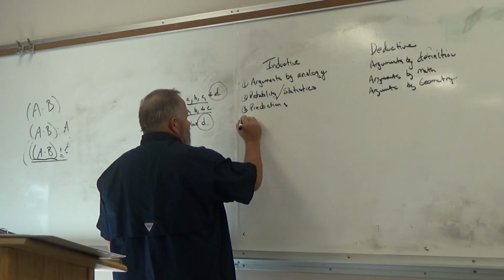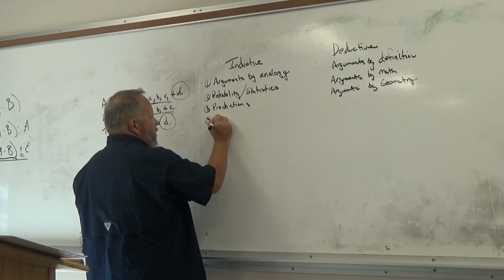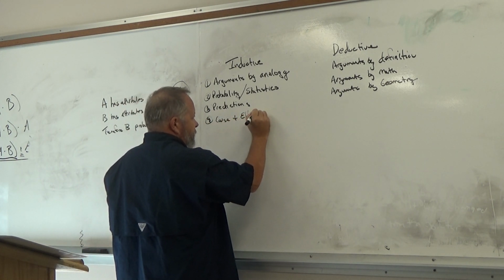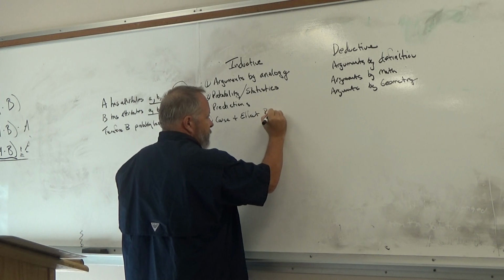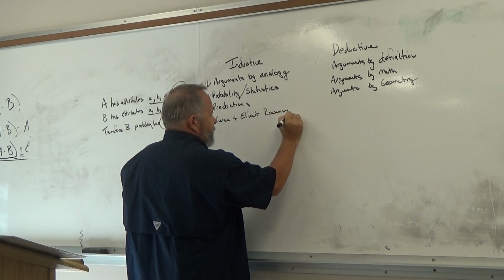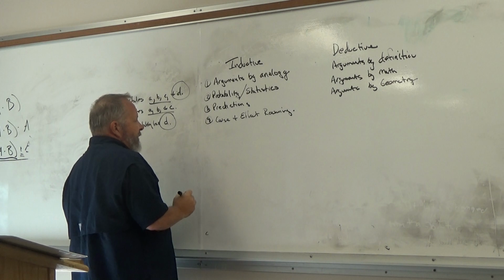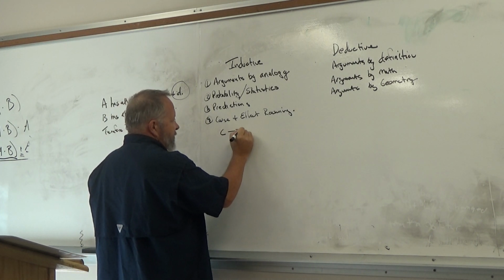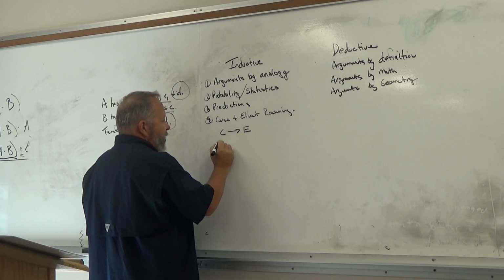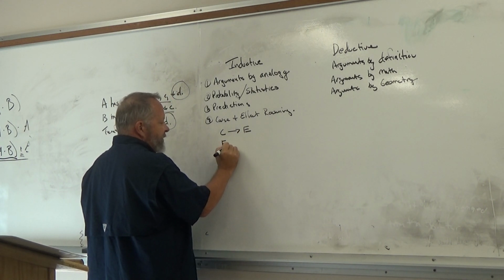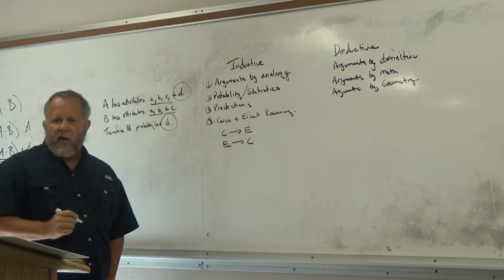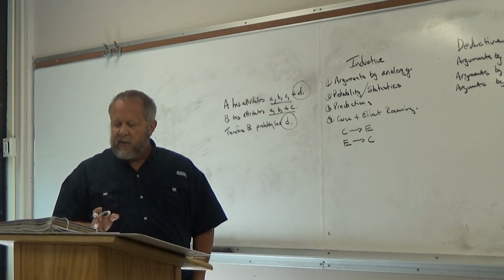And next up is cause and effect reasoning. Cause and effect reasoning can go from the cause to the effect, but you can also reason backwards. You can say, I see this effect, therefore such and such must have been its cause. Does everybody understand that? Okay.